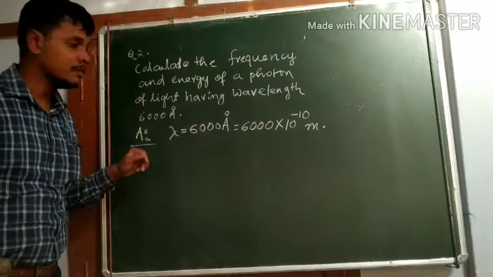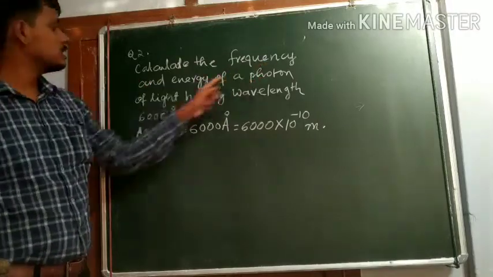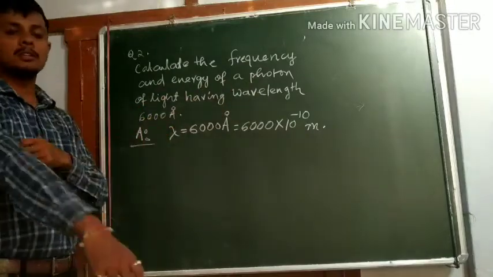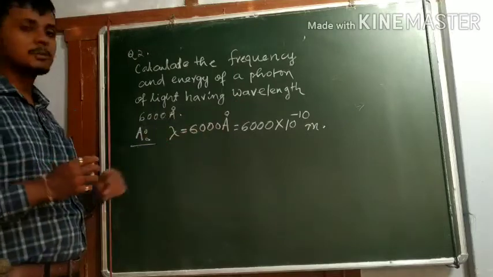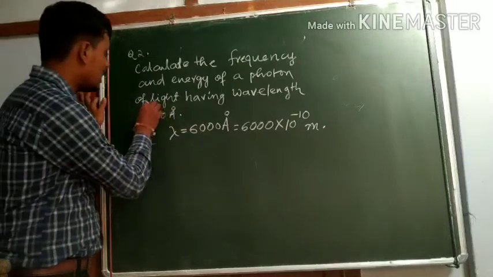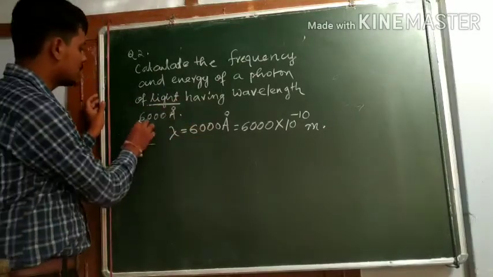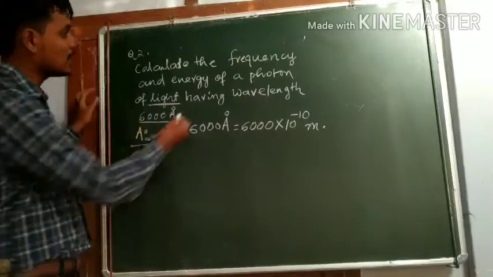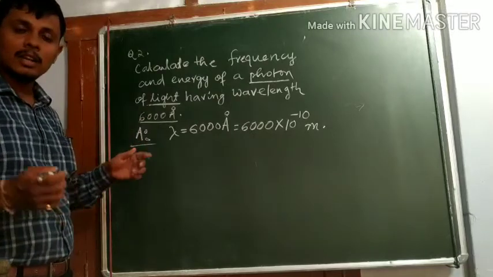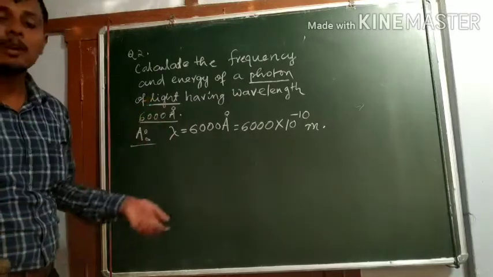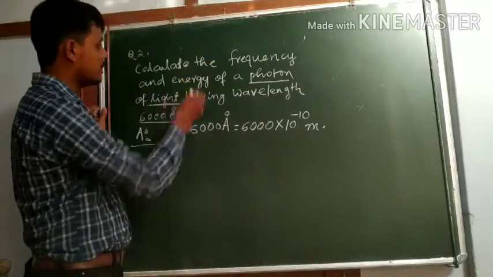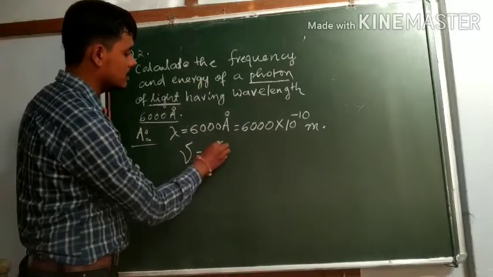So in the second question, the question is: calculate the frequency and energy of a photon of light having wavelength 6000 Armstrong. So there is a light whose wavelength is 6000 Armstrong, and we need its frequency and energy. So I have a light of wavelength 6000 Armstrong. What will be the energy of a photon of this light? Okay, now first, for finding the frequency, nu equals c by lambda.